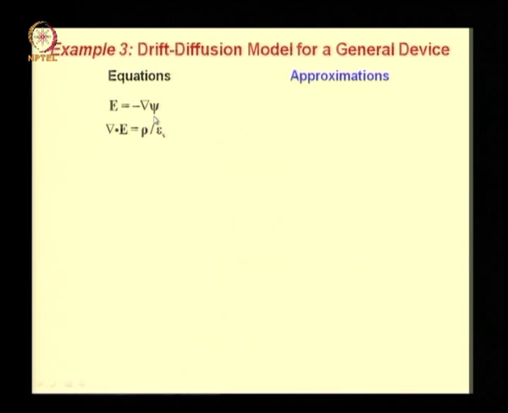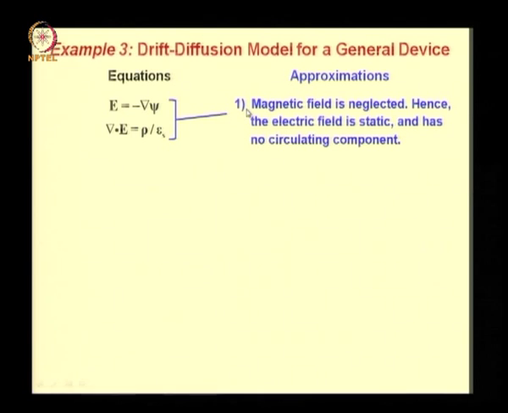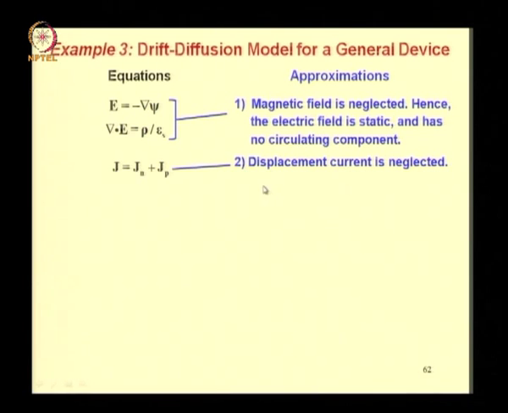E equal to minus grad psi and divergence of E is equal to rho by epsilon s, where rho is the space charge and epsilon s is the permittivity of the semiconductor. Now when you write these equations, the approximation involved is that the magnetic field is neglected, hence the electric field is static and has no circulating component. J equal to Jn plus Jp. When you write this equation, the approximation is that the displacement current is neglected.